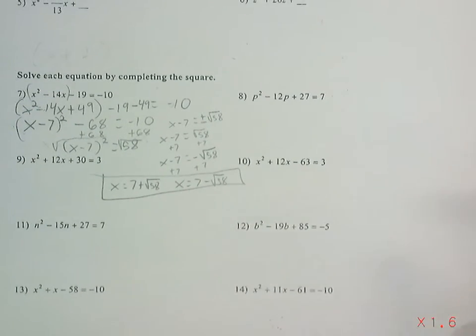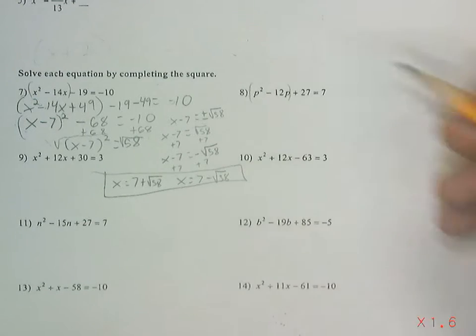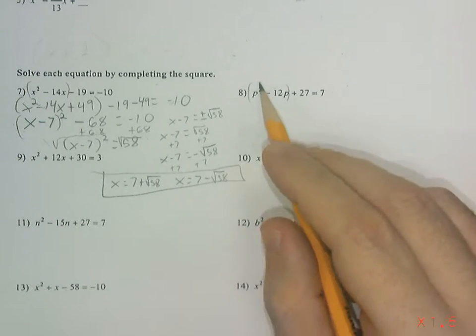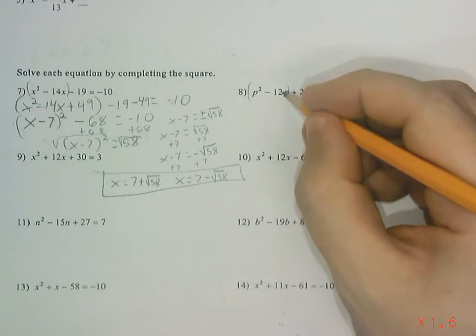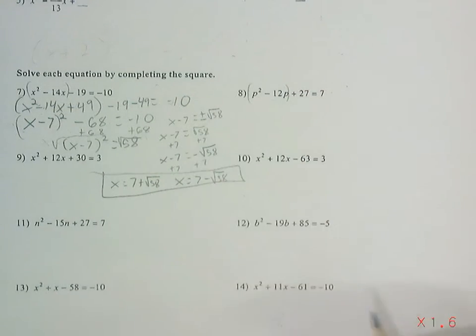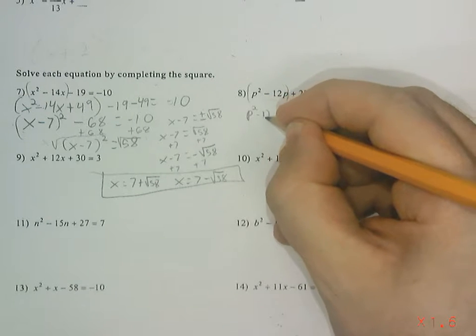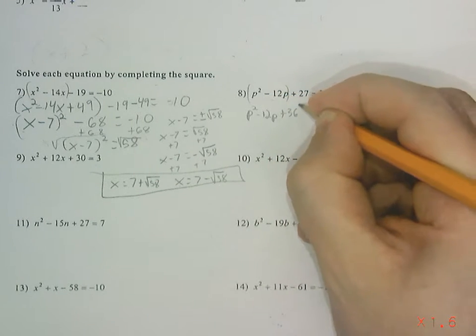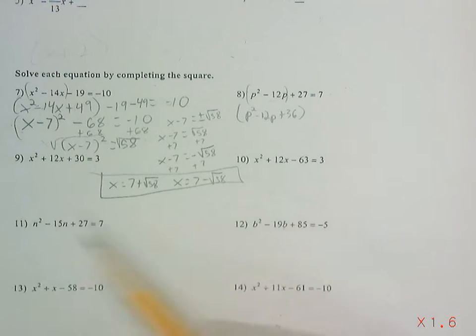Okay, let's do another one. So let's look at this one. Again, I start off by isolating my two variables: p squared minus 12p. Then this is where I need to divide by the middle term. So divide the negative 12 by 2, and I'm going to get 6. 6 squared is 36. So I can rewrite this as p squared minus 12p plus 36. That's the perfect square that I can then break down into the factored form over here.